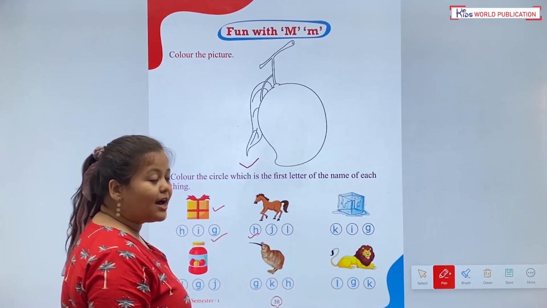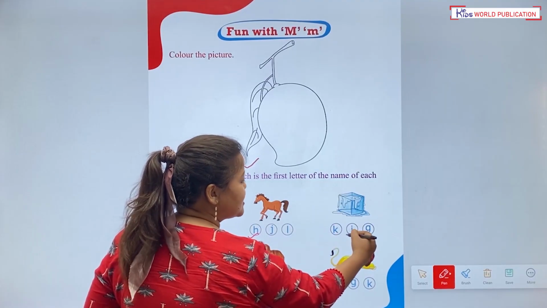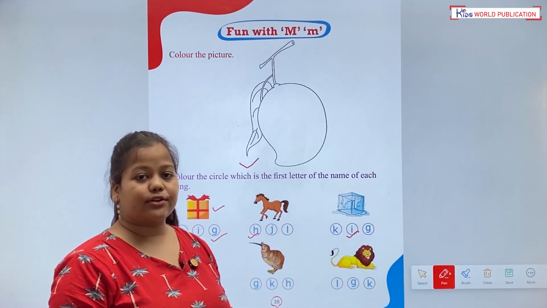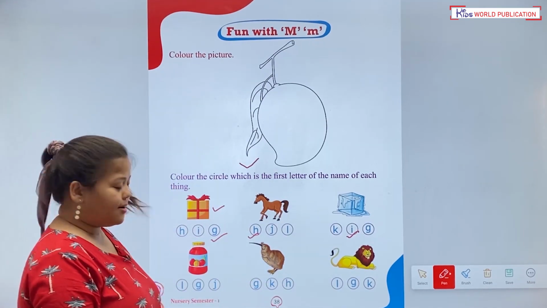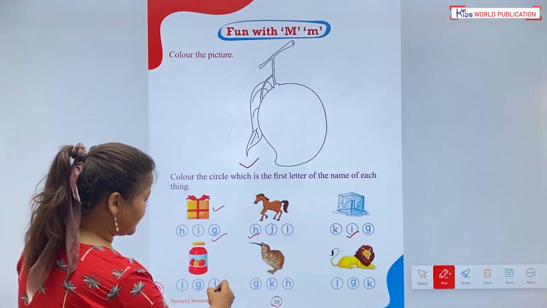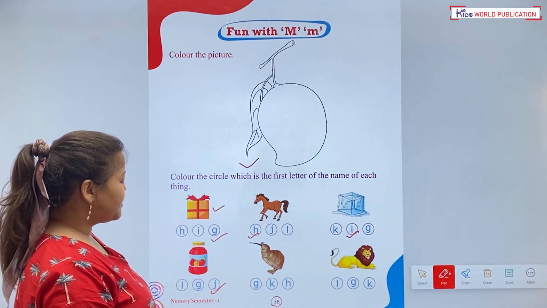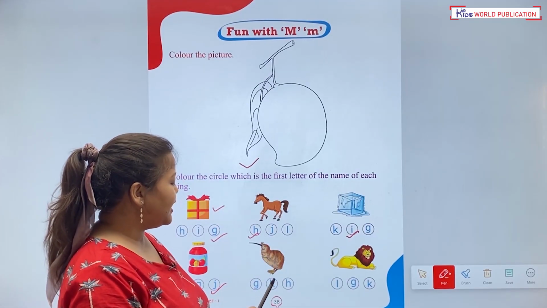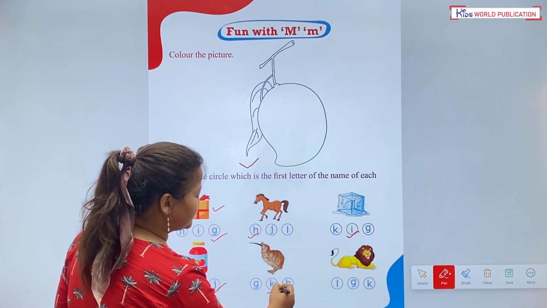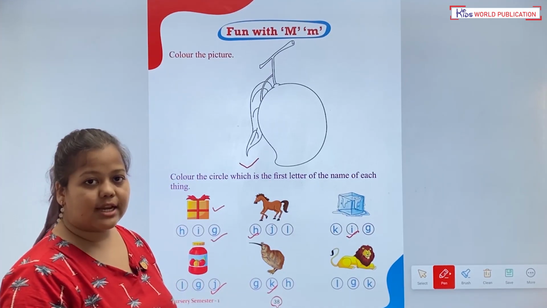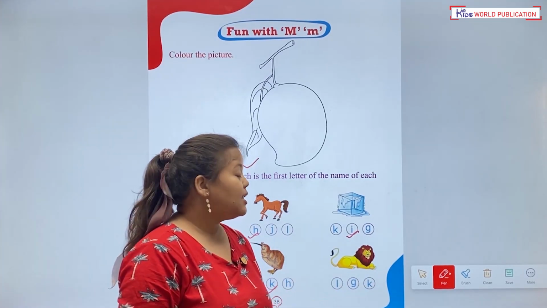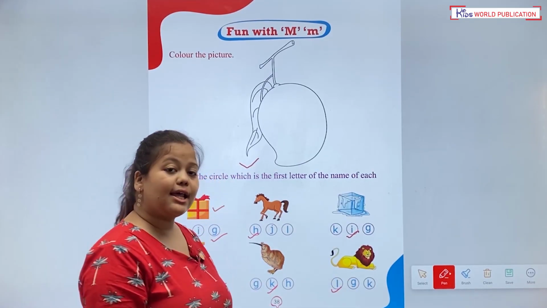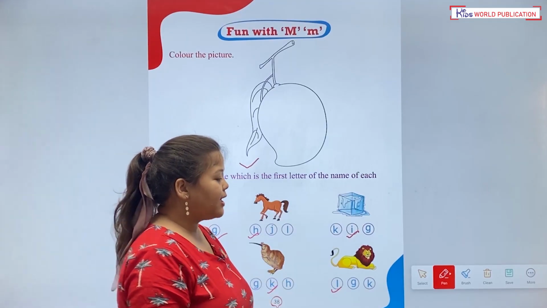This is the picture of eyes. K-I-G. Right answer is I. You will color this circle because I is the first letter of eyes. Jar. I-G-J. You will color the letter J because J is the first letter of jar. Kiwi. G-K-H. You will color the letter K because K is the first letter of kiwi. Lion. L-G-K. You will color the letter L because L is the first letter of lion.